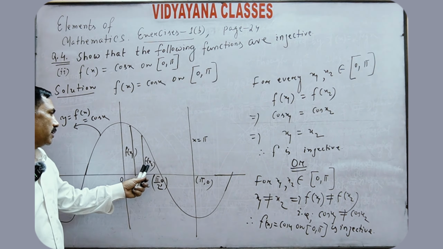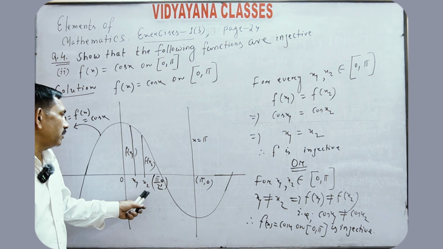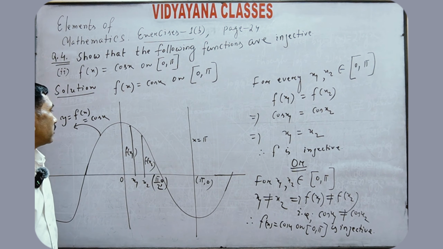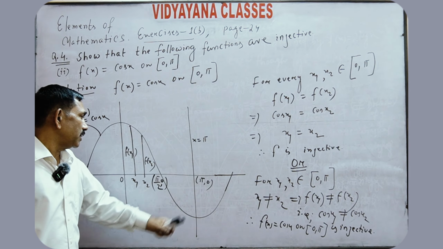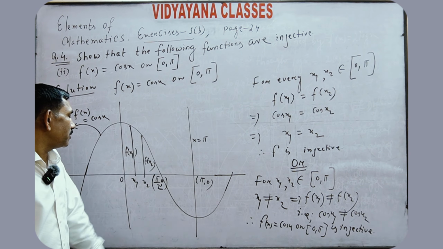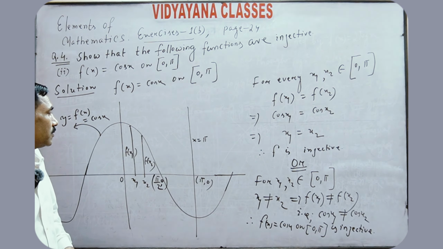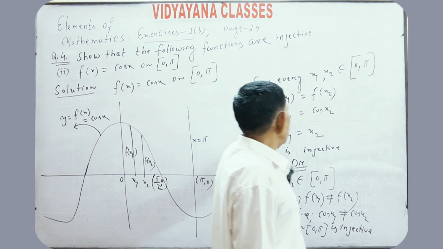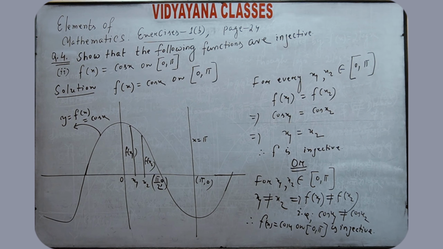If two images are same, their objects are same. Or two objects are unequal, their images are unequal. In this interval, the function is decreasing. Every decreasing function is one-one. Using definition, we can prove the function defined is injective. Clear? Okay, note down.